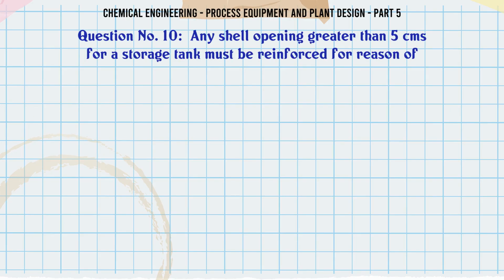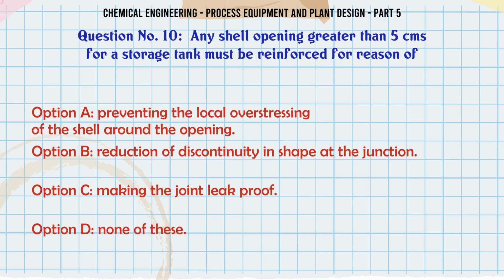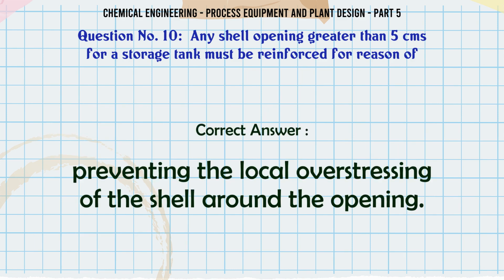Any shell opening greater than 5 cms for a storage tank must be reinforced for reason of A. preventing the local overstressing of the shell around the opening, B. reduction of discontinuity in shape at the junction, C. making the joint leak-proof, D. none of these. The correct answer is preventing the local overstressing of the shell around the opening.